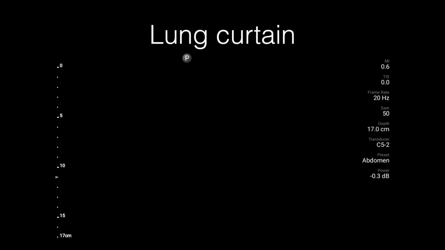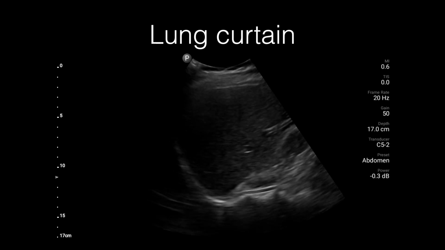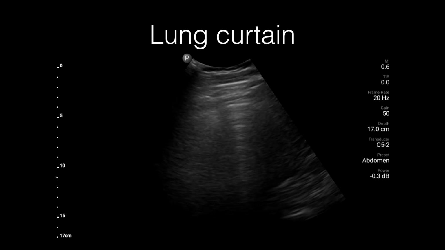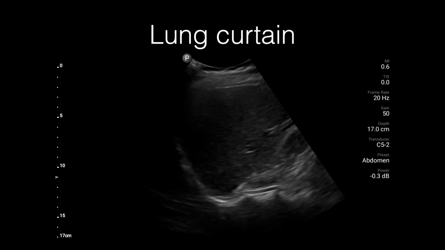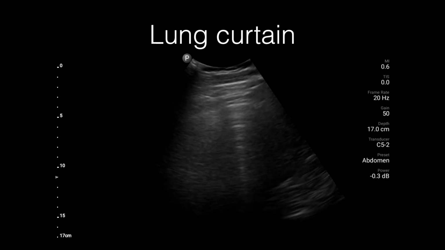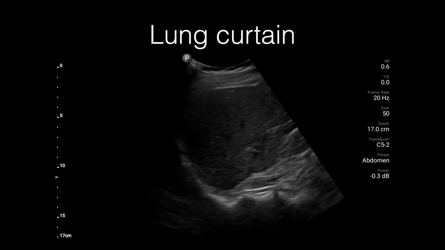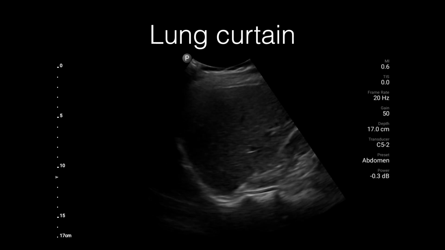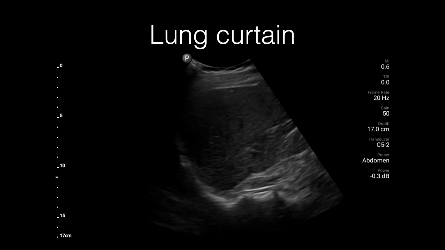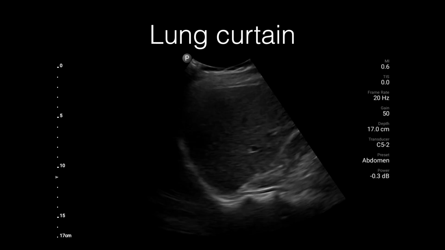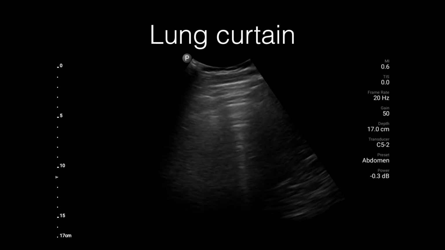And then finally, just looking at the lung curtain here, this is something, again, with your knuckles down to the bed: have the patient breathe in and out, and you'll see the lung come down clearly. If you're down at the most dependent portion of the lung, you would see fluid if it was there. So this person does not have a pleural effusion. And again, we'll talk more about that in the next module.